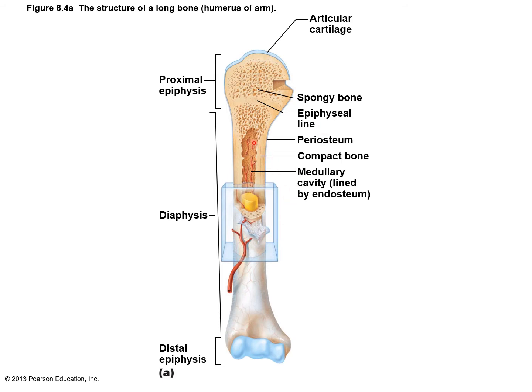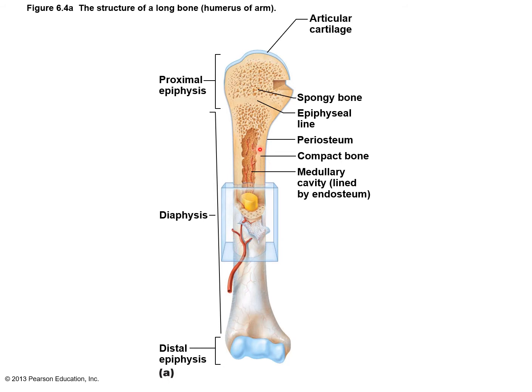There is, in the middle of the diaphysis, usually a cavity, and this cavity is known as the medullary cavity. And this is where we have our yellow bone marrow. So if you look right here, within the medullary cavity, this is where we have our yellow bone marrow. And the yellow bone marrow, as I said, is where we store our fat.